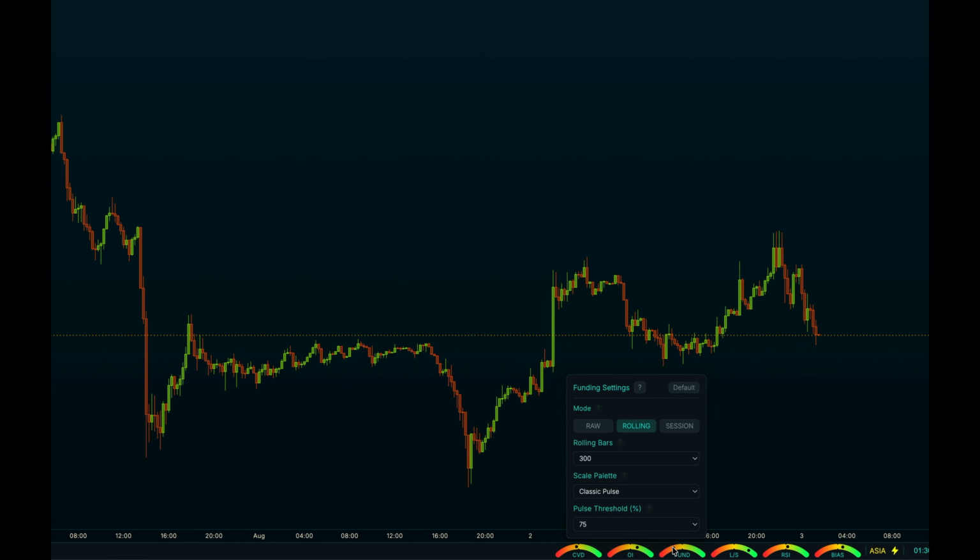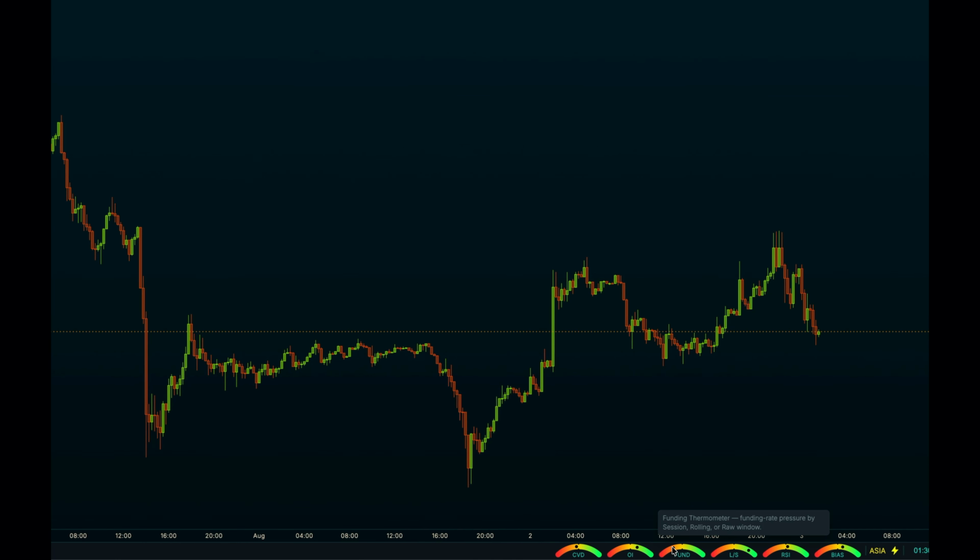Fund shows the pressure of the crowded side against the market's own history. Positive funding means overheated longs and shifts the scale left. Negative means overheated shorts and shifts it right. An extreme warns of a strong positional skew. It doesn't hand you an entry.